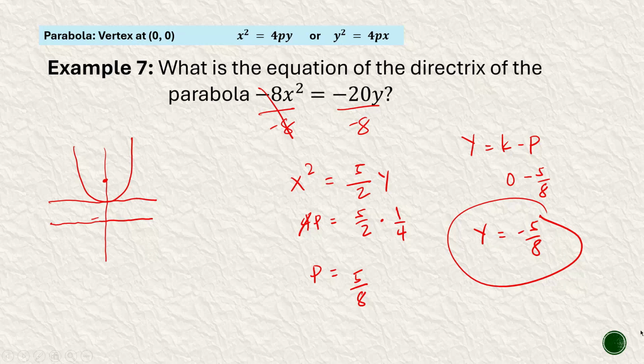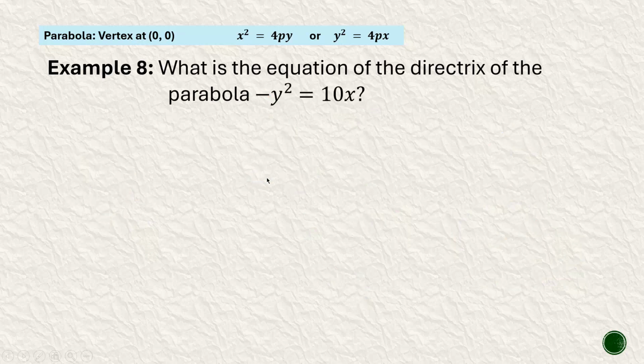Let's go to the last problem, and this time we need to find the equation of the directrix of negative y squared equals 10x. First thing we need to do is to make that left side positive. This is negative, so let's multiply both sides by negative. This will be y squared equals negative 10x. Now this parabola opens to the left. Why is it opening to the left? Looking at the equation, the one with the square is y, so that means it opens sidewards. It's to the left because on the right side you have a negative coefficient of x.